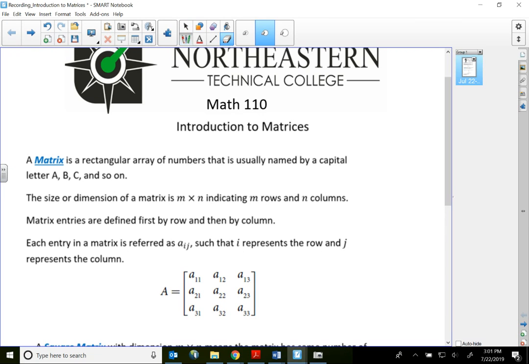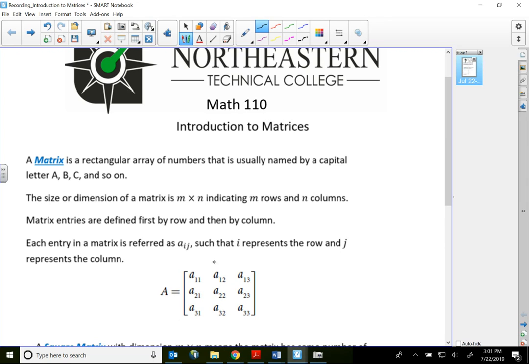A matrix is simply a rectangular array of numbers that is usually named by a capital letter: A, B, C, and so on. The size of a matrix is called m by n. The first number, m, represents how many rows the matrix has. The second number, n, represents how many columns the matrix has.